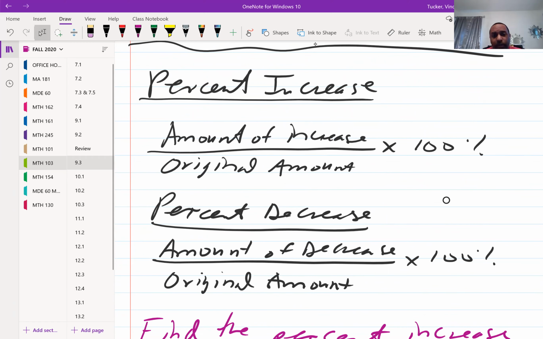So percent increase and percent decrease, you find them the same way. Find the amount of increase for the percent increase, divide by the original amount, multiply times 100%. For the percent decrease, find the amount of decrease, divided by the original amount, multiply by 100%.